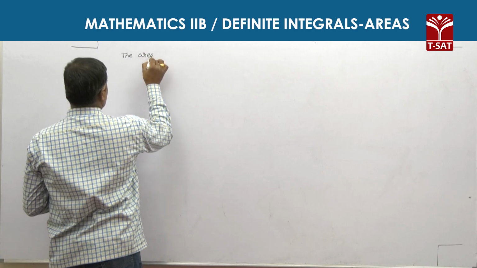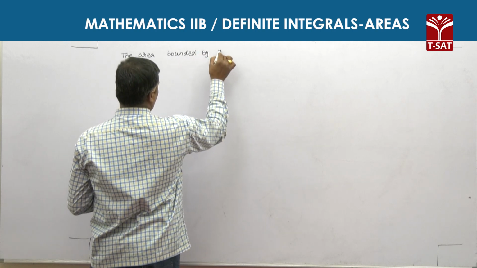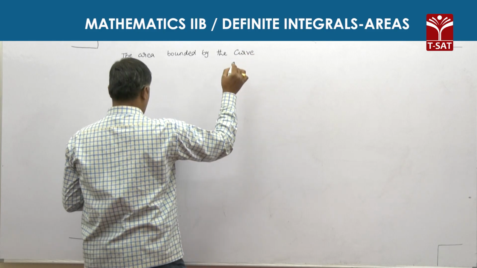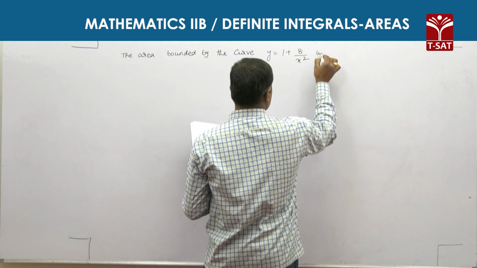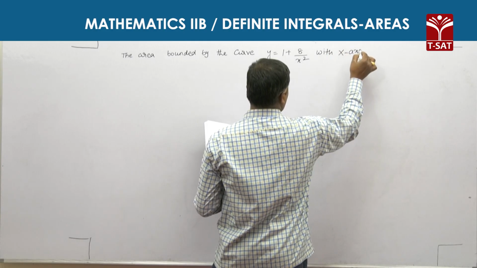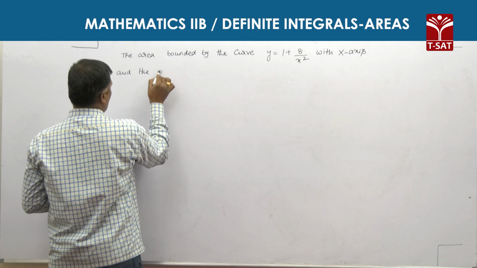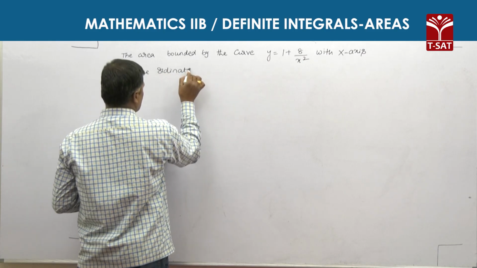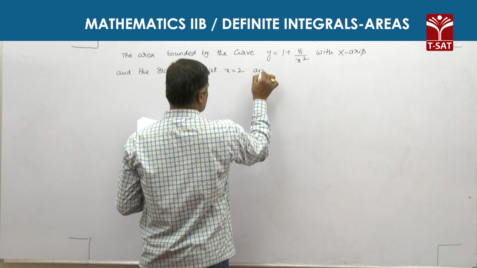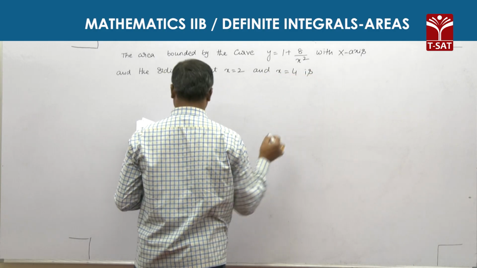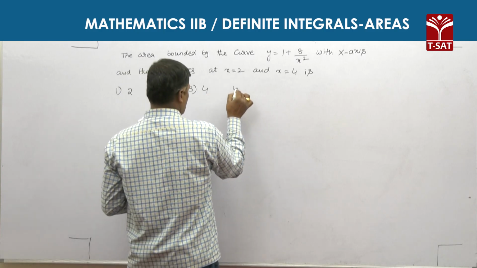The area bounded by the curve y is equal to 1 plus 8 by x square, with the x-axis and the ordinates at x is equal to 2 and x is equal to 4 is: first option 2, second option 3, third option 4, fourth option 5.